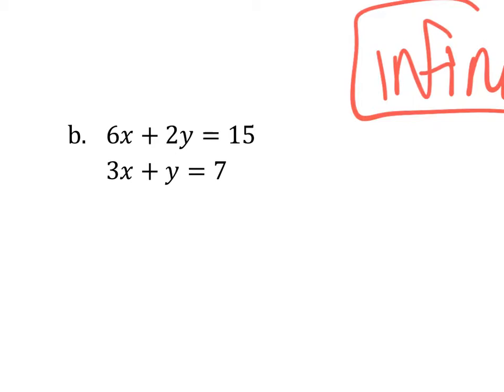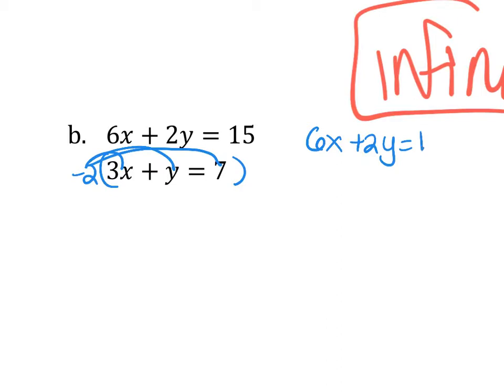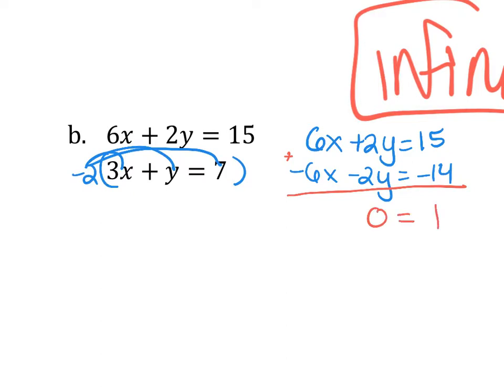Do I multiply the first equation or the second equation? By what? By negative 2. Wait, you're getting ahead of me. Hang on. So you have 6x plus 2y equals 15. That's our first one. It didn't change. When we multiply our second one, we'll have negative 6x minus 2y equals negative 14. And when we add together, the x's cancel and the y's cancel, which leaves me with 0 equals 1.